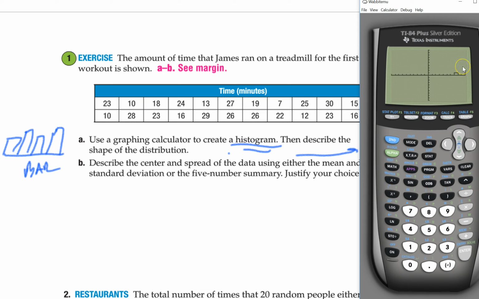And I could kind of see something. You know why? Our window's off. Let's go to zoom, and let's go to stat, zoom 9. You just hit 9. I just want to show you it's there. So there's our histogram.